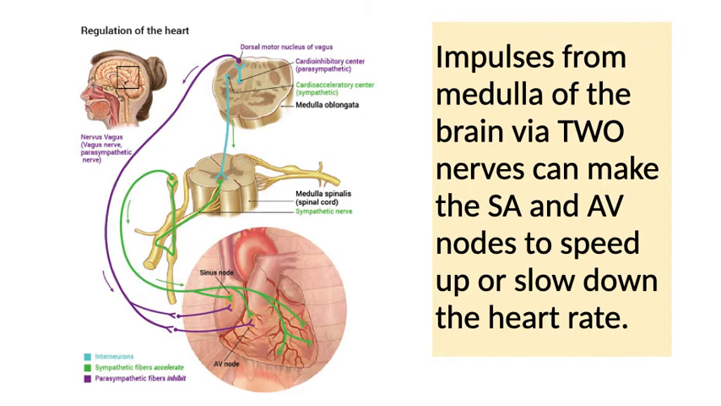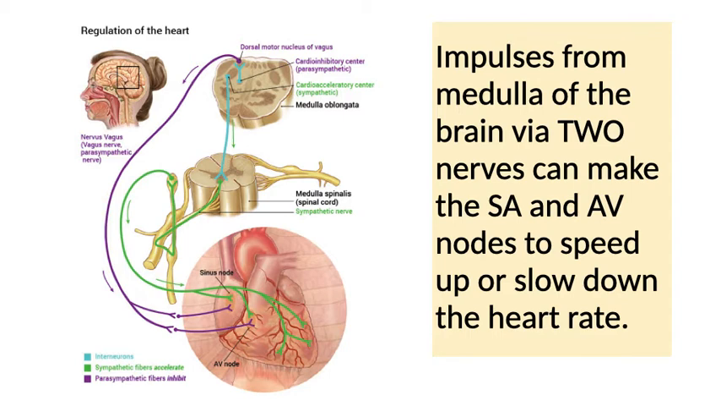So the first one: there are two nerves that come from the medulla, the brain stem, as you can see from the diagram. This part of the brain has two nerves that can make the SA and the AV nodes speed up or slow down the heart rate. As you can see here, the purple one, from the label, causes inhibition, which means that it will make the heart beat slower.